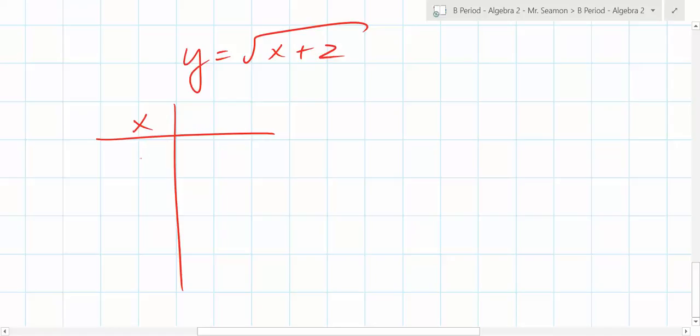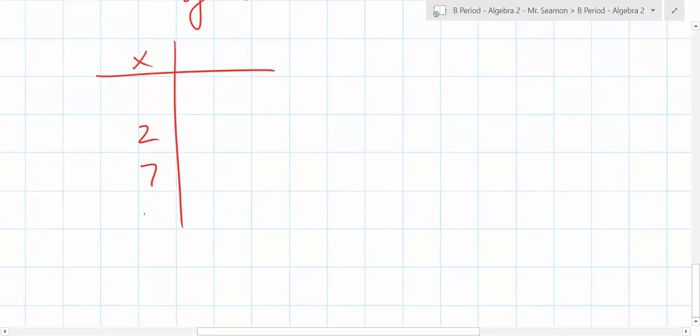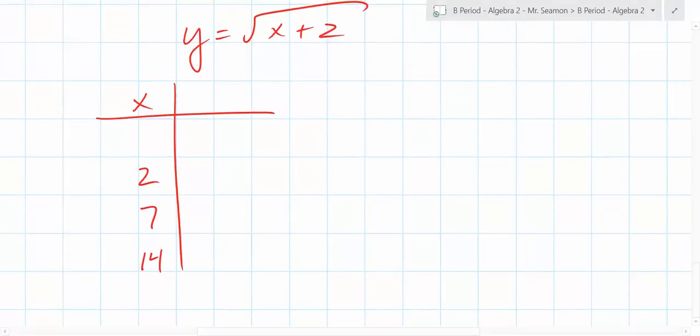How about 2? What's another one? 7. I like 7, right? How about 14? Because when I plug in 2 into this, what do I get? 2. 7. What's 7 plus 2? 9. Nah, 3 here. Oh, 4.